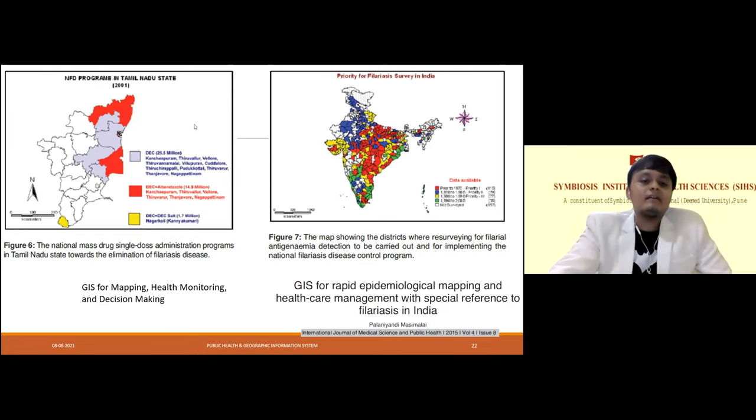So as you can see, this is the NFD program in the year 2001, which is over 20 years old. Okay. So they have provided information about the national mass single dose administration program in Tamil Nadu towards the elimination of filarial disease. And they have also shown the importance of GIS in mapping the districts that were resurveyed for filarial detection to be carried out and implementation of the national filaria disease control program.